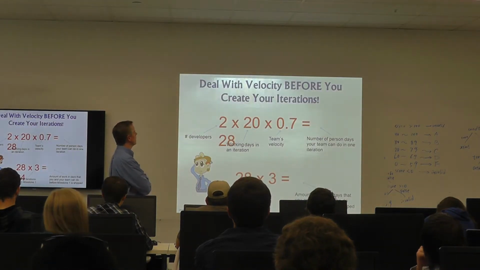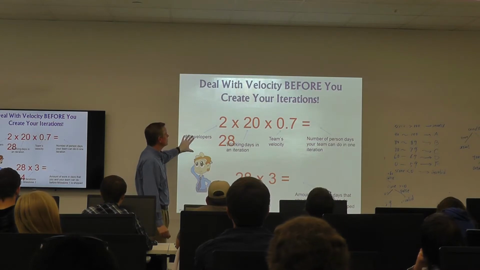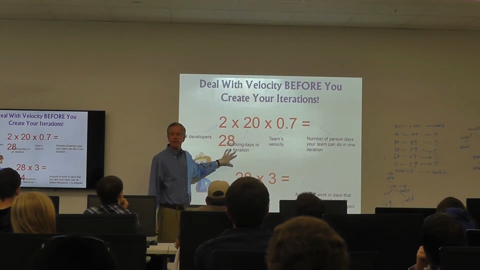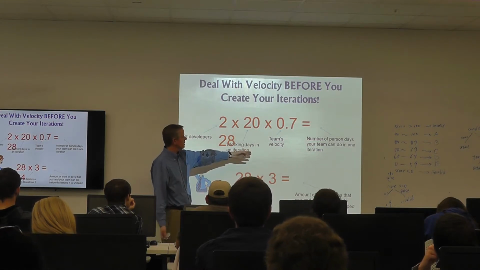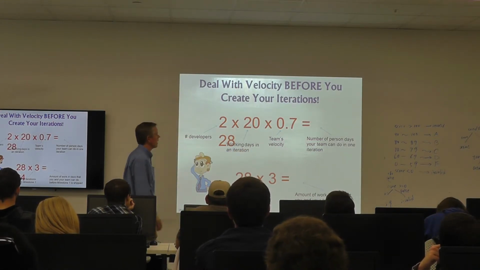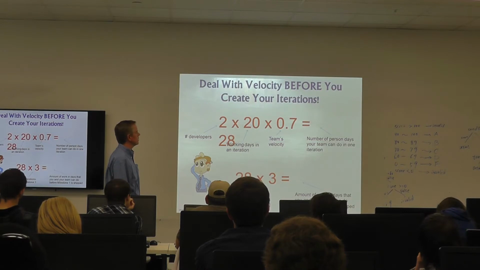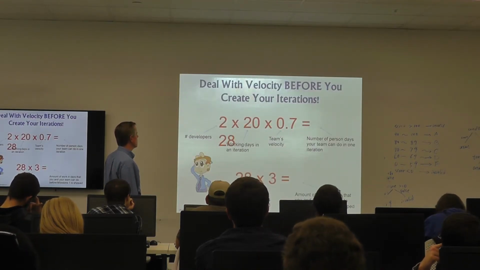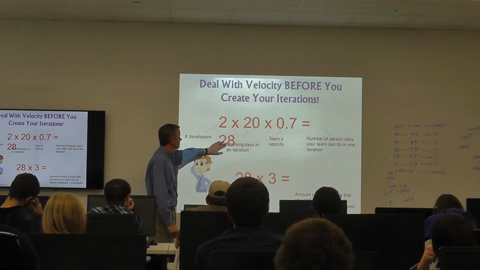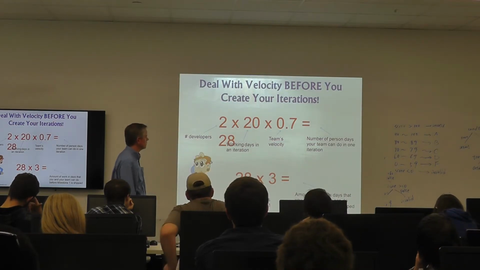Let's take a look at this. All right. So we have 2 developers. We know that we have 20 days in our iteration, right? Basically 1 month, okay? And we know our team's velocity is 0.7, okay? So that comes out to be 28 working days. Okay, that's cool. I can live with that.